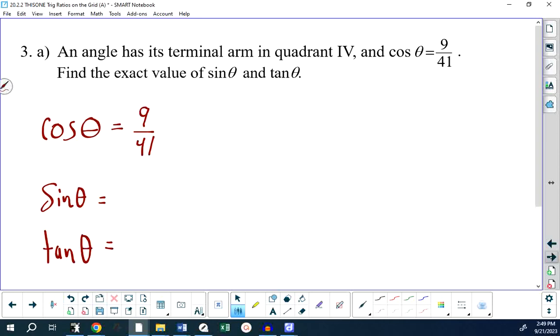So, can I say the following? Can I say that x is 9 and r is 41? Sure, because cosine is x over r, right? This is x over r.